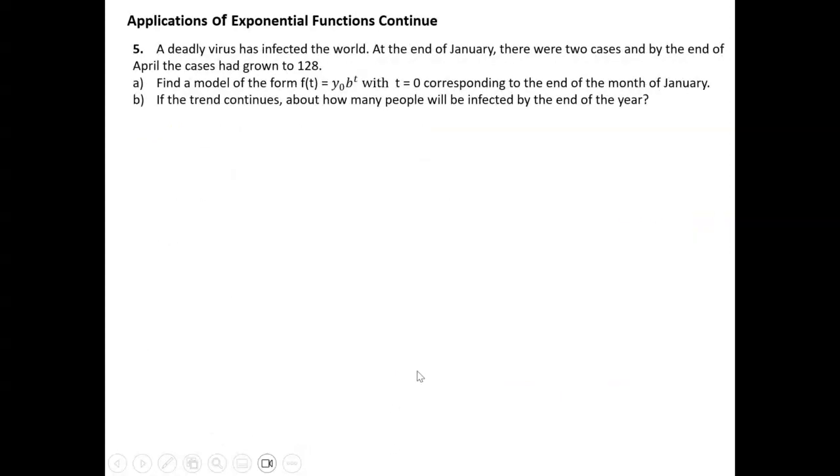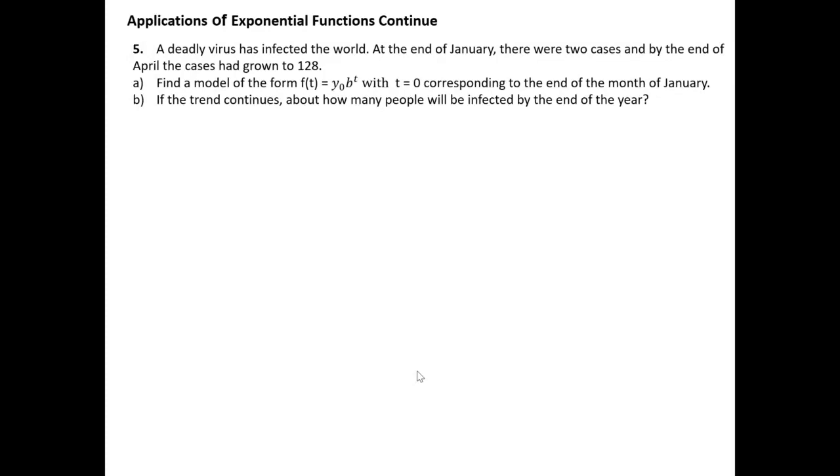Now this is number 5. It says here, a deadly virus has affected the world. At the end of January, there were 2 cases, and by the end of April, the cases had grown to 128. Find the model of the form f of t equals y naught, b to the t power, with t equals 0 corresponds to the end of the month of January.